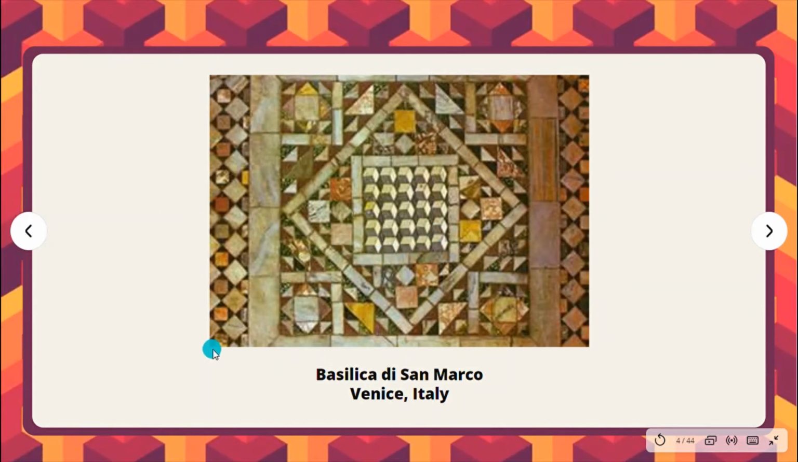Next, on the sides here, we have squares being translated, and we have diagonal translations of triangles. This can be found in Basilica di San Marco in Venice, Italy.